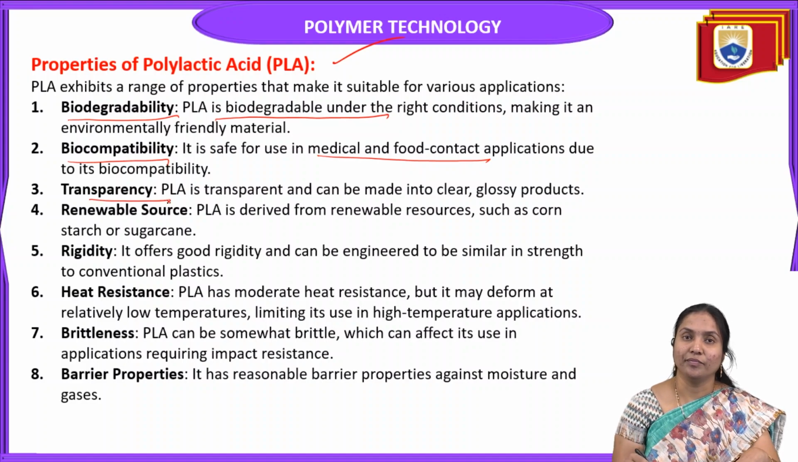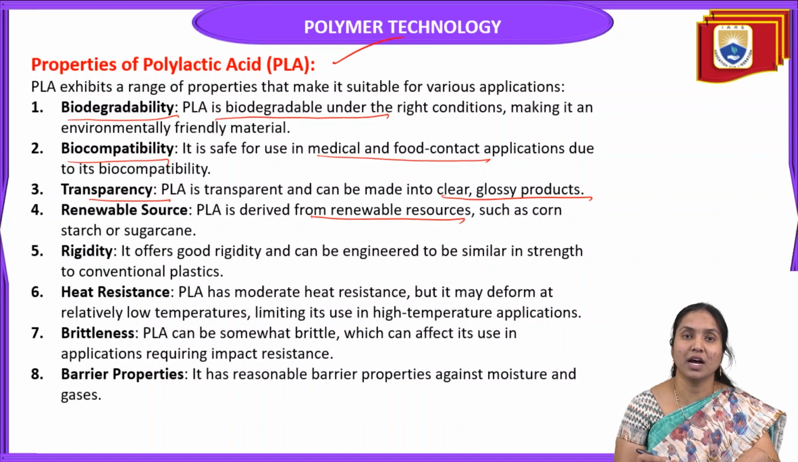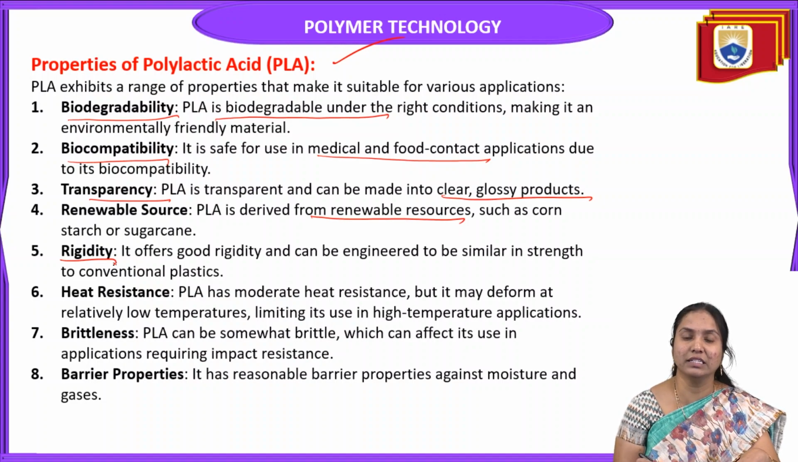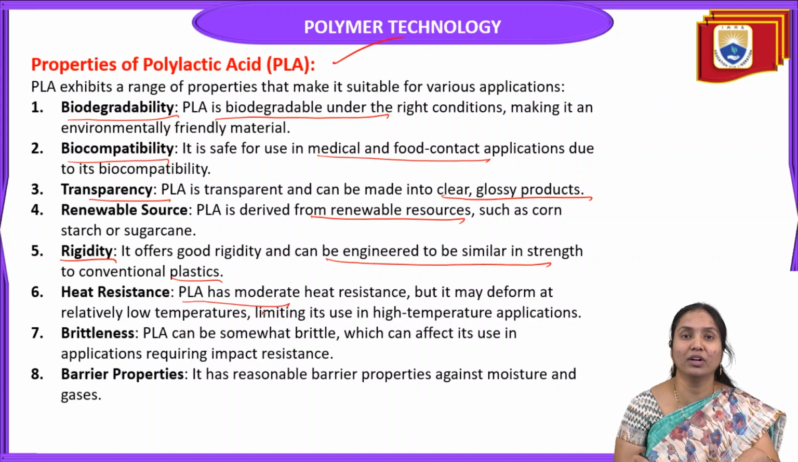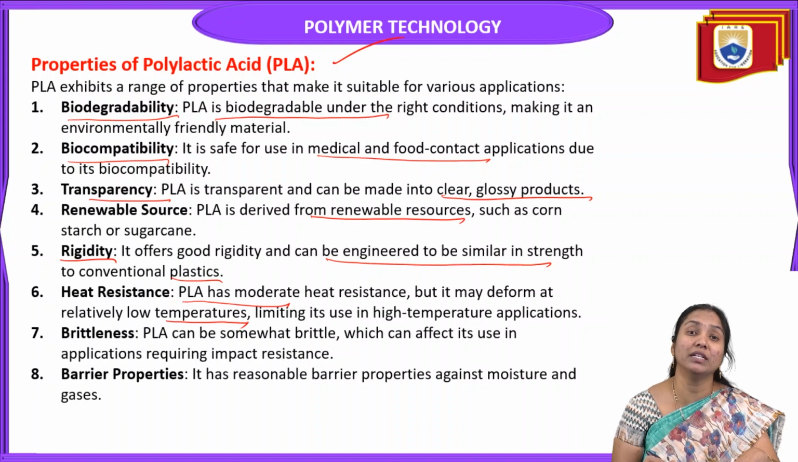And transparency. Polylactic acid is transparent and can be used in clear, glossy products. A renewable source: it is derived from renewable sources such as sugarcane, starch, corn, etc. And rigidity: it offers good rigidity, so it can be engineered to be similar in strength to conventional plastics. And heat resistance: polylactic acid has moderate heat resistance, but it may deform at relatively low temperatures, limiting its use in high-temperature applications.